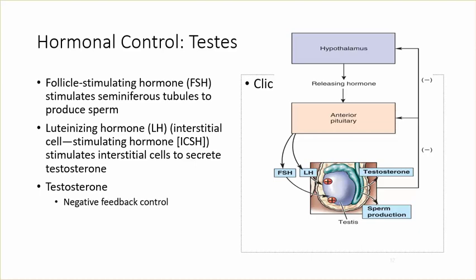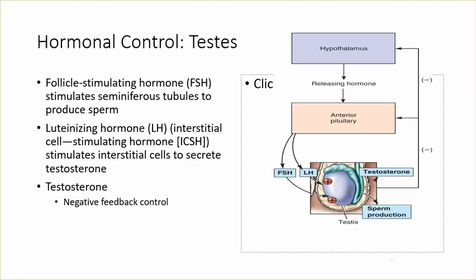So the control is really through feedback. Now, the anterior pituitary releases two different hormones: FSH, follicle stimulating hormone, and LH, luteinizing hormone. Right? And both of these are released from the pituitary because of a hormone from the hypothalamus in the brain. It's called gonadotropin releasing hormone. There's a releasing hormone that tells the pituitary to release FSH and LH.